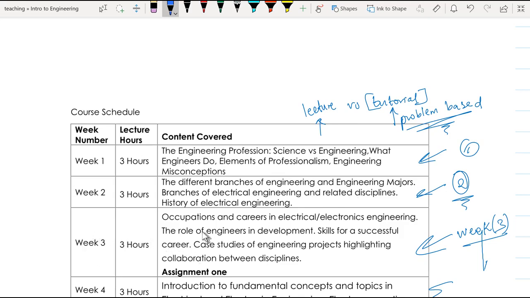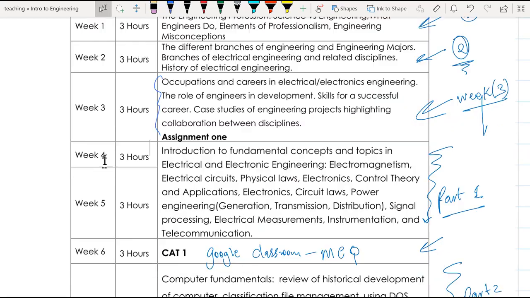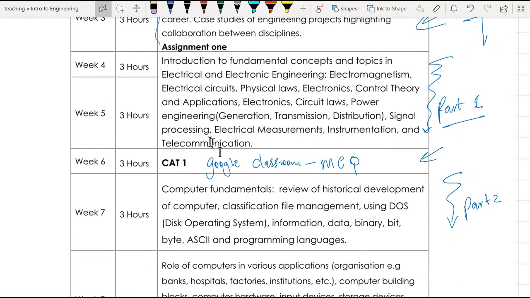Then in week 3, we are going to start talking about the occupations of engineering, and during that time, I will give an assignment. This is simply the breakdown of what we expect to cover. Weeks 4 and 5, we discuss the different concepts of electrical engineering, such as physical rules, electronics rules, control theory, among others. And then in week 6, we look at 1.